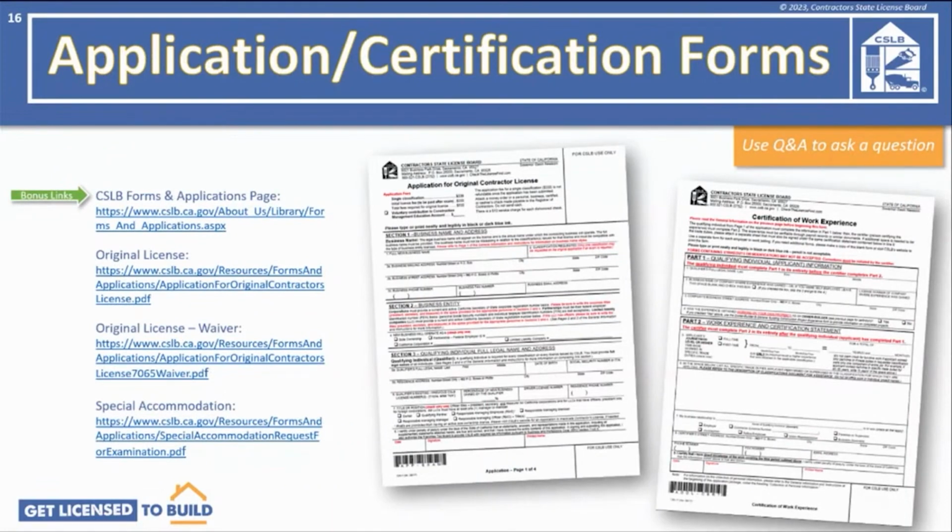When you're ready to apply for a license, here are the 2 forms you will need. On the left is a license application. On the right is a certification of work experience. You can get these forms on the CSLB website. There is a bonus link on the left side of the page, so be sure to download this presentation. We'll give you a closer look at the different sections of these forms a little later.